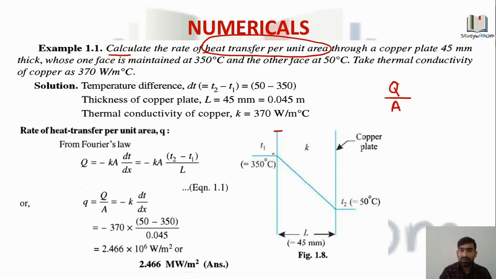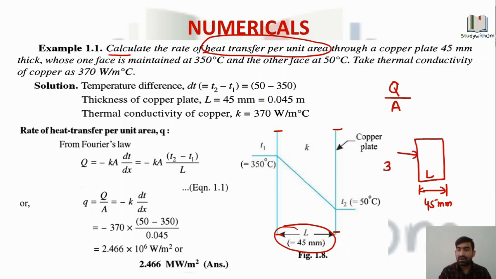Here it is given a copper plate of 45 millimeter thickness. Suppose it is a copper plate having thickness of 45 millimeter, denoted by the notation L, whose one face is maintained at 350 degrees Celsius and the other face is maintained at 50 degrees Celsius. So here it is 350 degrees Celsius and this one is maintained at 50 degrees Celsius.